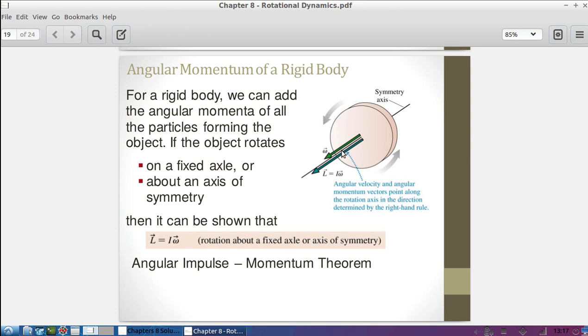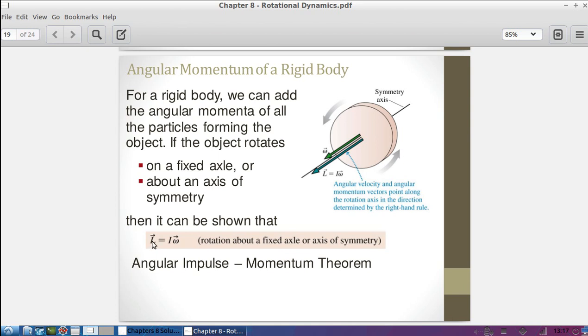If you remember the right-hand rule for torque, you remember that the torque vector was perpendicular to both the radius vector and the force vector. So our angular momentum vector is also going to be perpendicular to two vectors. I'm going to show you what those two vectors are later on. So any object that's rotating has this property. They do have angular momentum.